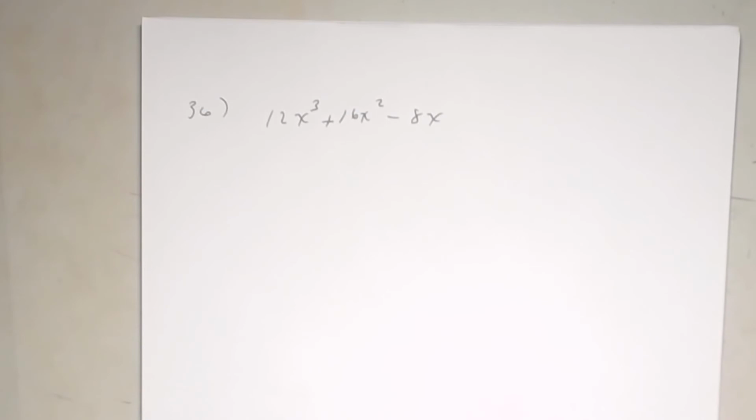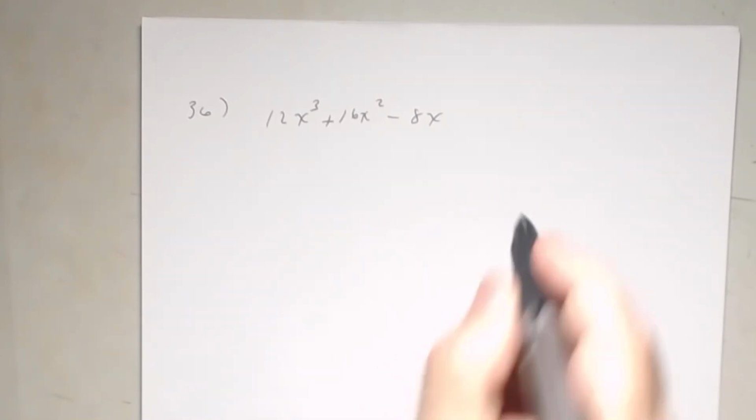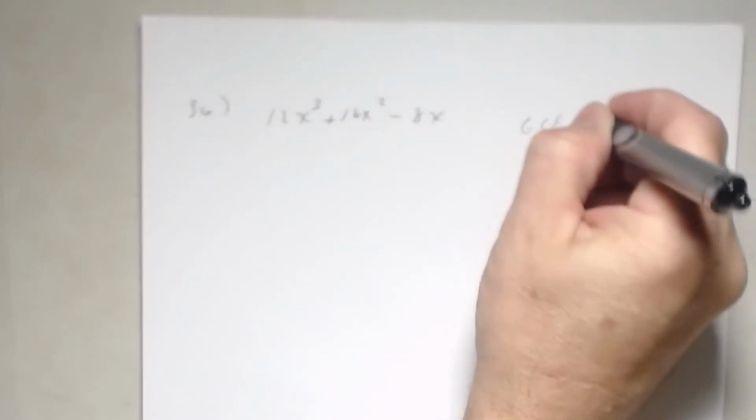Look at the coefficients first. 12, 16, and 8. What's the GCF of those? 4. Don't say 8, because 8 doesn't go into 12 evenly. But what's the largest number that goes into all of them? 4. All right. So far, my GCF has a 4.